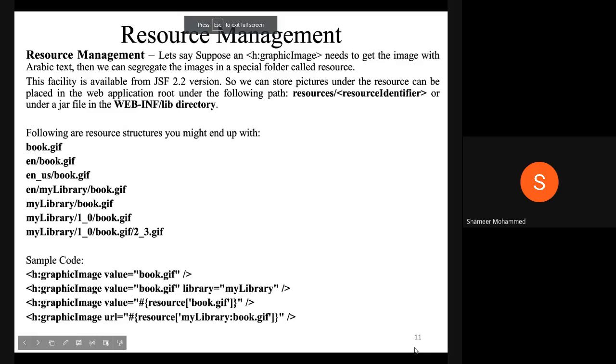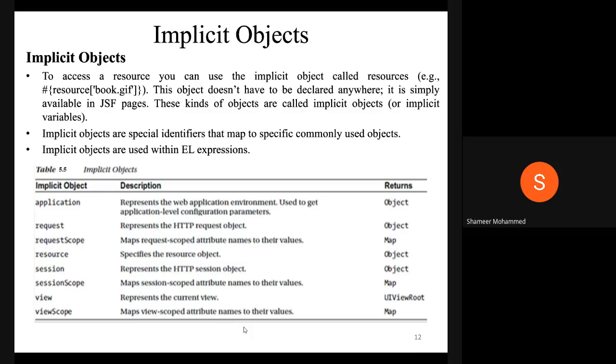Okay, so this is called resource management. Now, the last part is implicit objects. Why we use these objects is, suppose I want to know what data is contained in my request. I am sending the request to the server, or I am getting the response from the server. So what is the output? What is the data I am passing? You can access that with the help of these implicit objects.